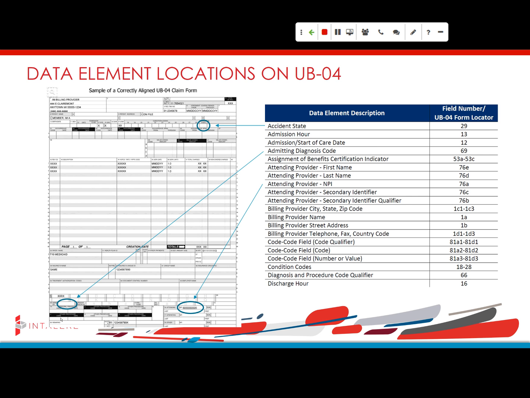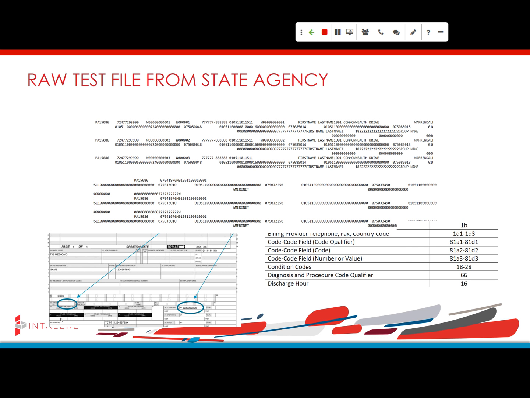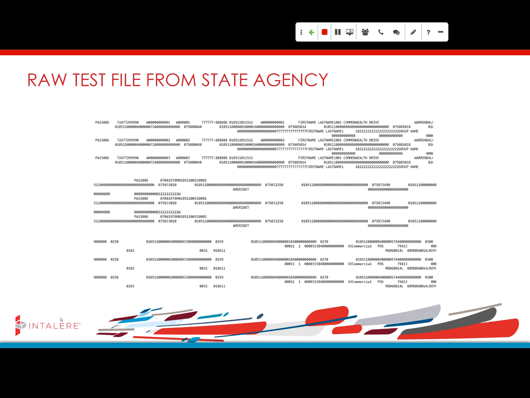After it's collected and sent to the state, this is an example of a raw text file. This is just a test file, so it's not real data. But anyway, the test file is in this format, and as you can see, it would be somewhat cumbersome to interpret, so you have to be able to take that and put it into a better format.